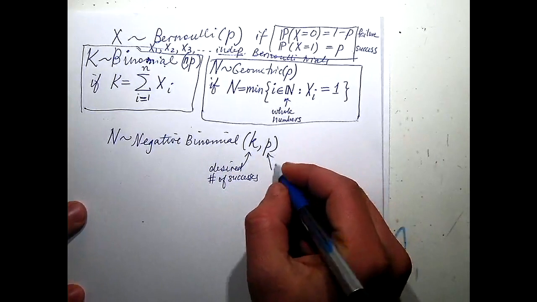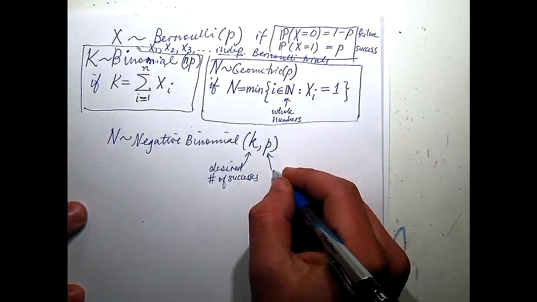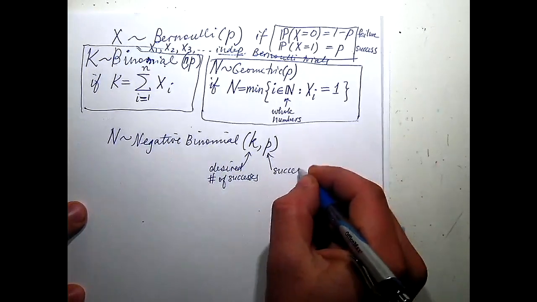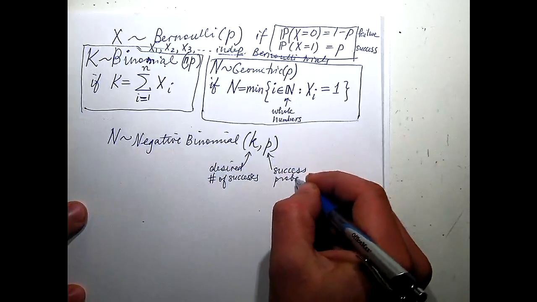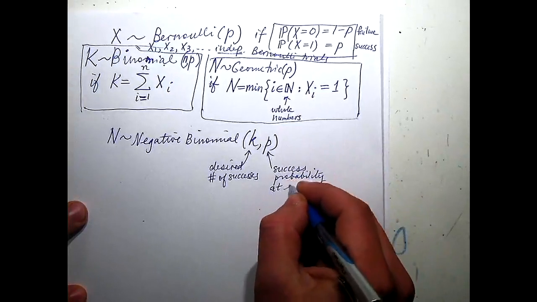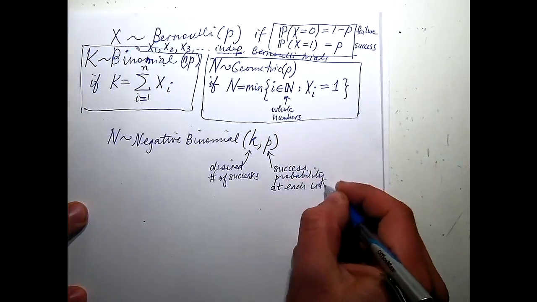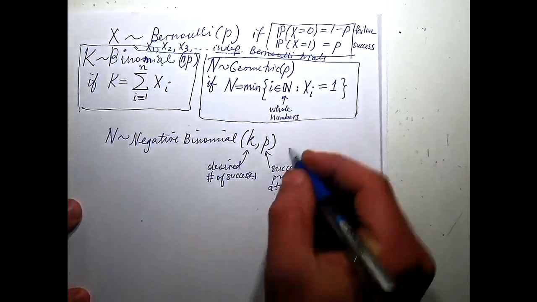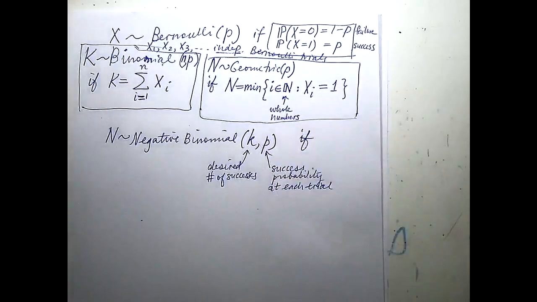And p is, as always, the success probability at each trial. Each independent trial has the same success probability. Okay? Now I said that one way to think about it is you have this sequence of independent Bernoulli trials.